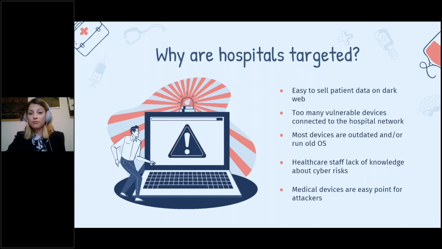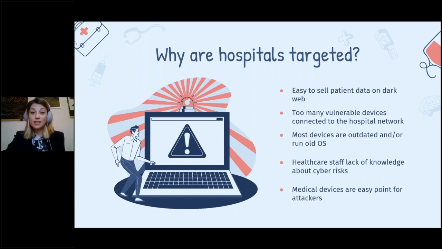Also, healthcare staff aren't educated in online risks, because medical professionals are trained to deal with a lot, but education in online threats is not in their schedule. So budget, resources, and time constraints mean it's simply not possible for all healthcare staff to be fluent in cybersecurity best practice. And also, medical devices are an easy entry point for attackers.